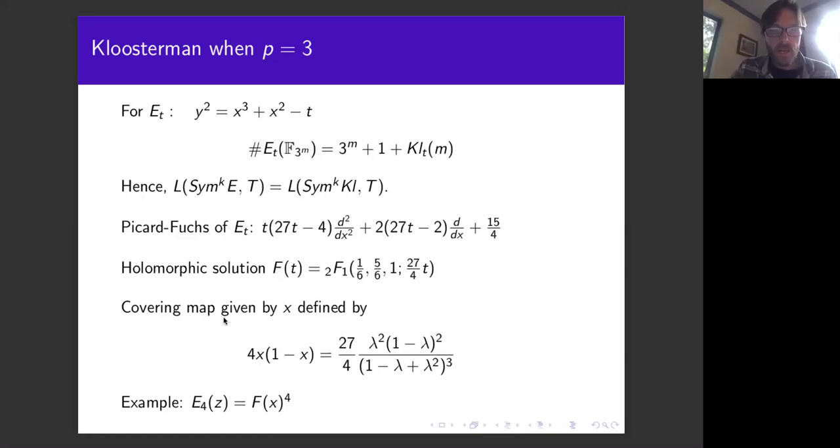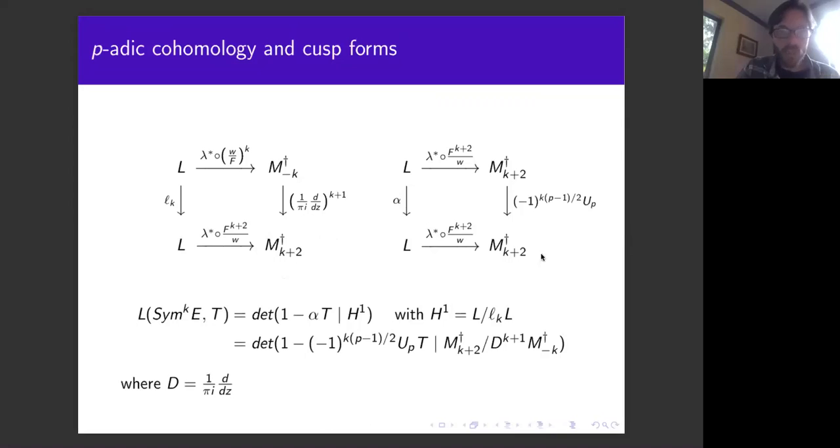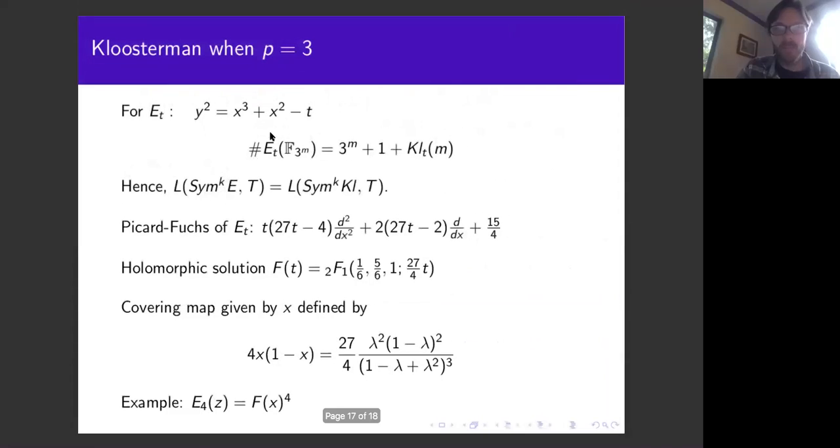There is a covering map here, and so here there are regular singular points that you can throw away. There's a covering map that you can define, just like instead of using the lambda modular function, you can use this covering map instead. And I believe with this covering map and this holomorphic solution, this type of diagram should hold as well for the Kloosterman family, for p equal to 2 or p equal to 3, something like that.